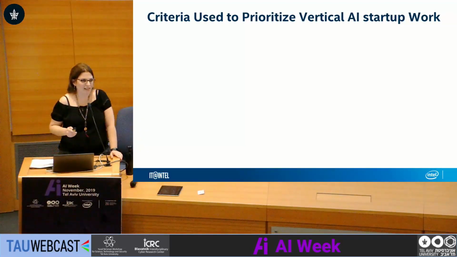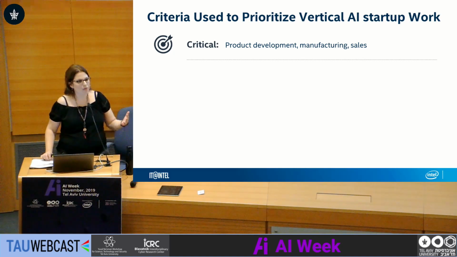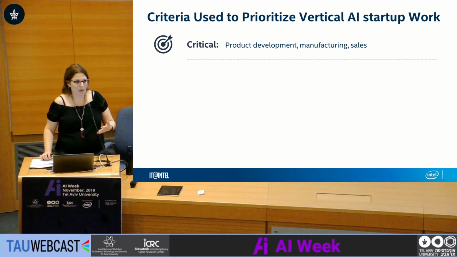So these are the main criteria that we are currently using to select what to work on. First of all, it has to be the critical stuff, the core businesses of the company, the ones moving the needle, that without them, the company would probably have poorer performance, or with an improvement in them, the overall output and results of the company would improve. So in our case, it's naturally the product development, the manufacturing, the sales. These are the areas that are most vital for Intel's success.